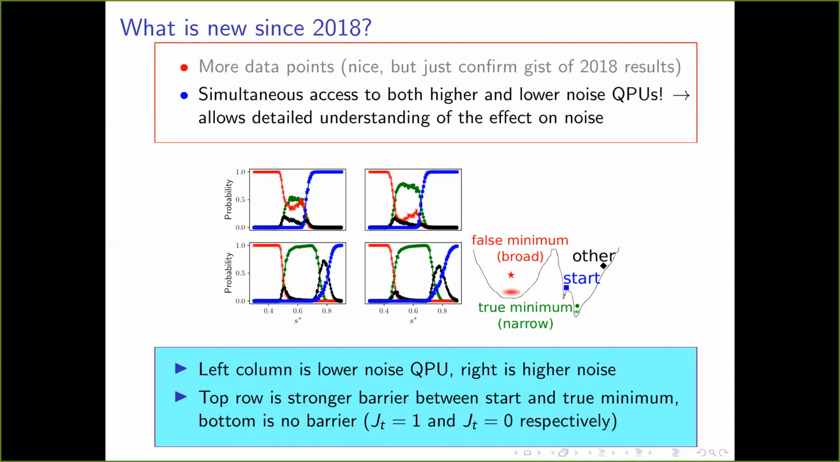However, a nice thing here is when we did these experiments, we had access to both higher and lower noise D-Wave QPUs. This was when the lower noise models were coming in. So this allows a detailed understanding of the effects of the noise. So here I've just given some examples. You can see lots more data points. In this case, the left column is the lower noise, the right column is the higher noise.